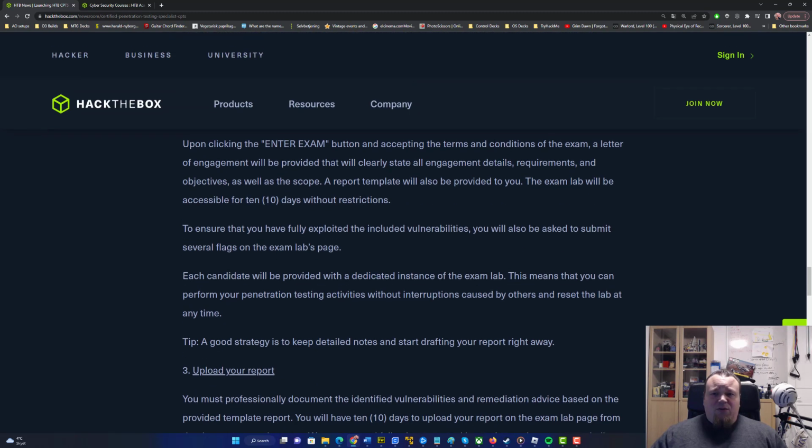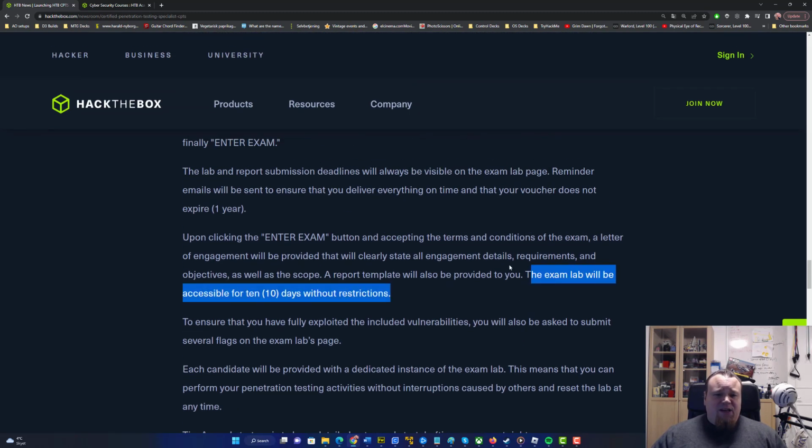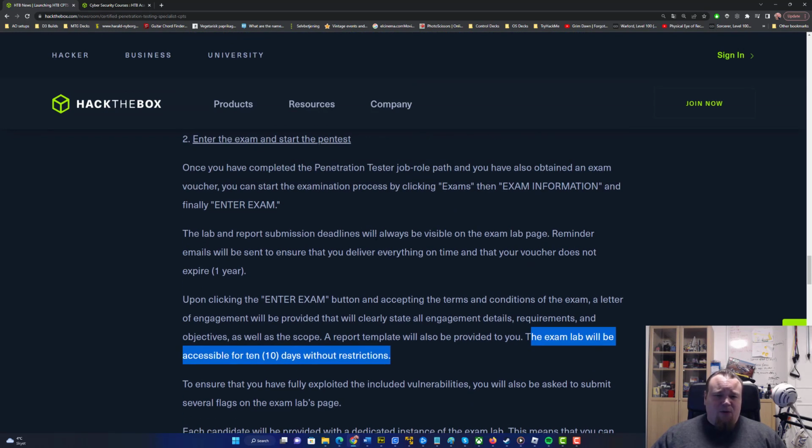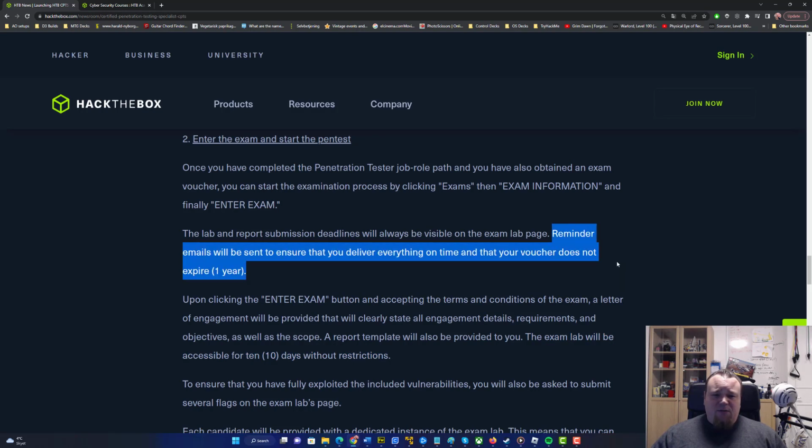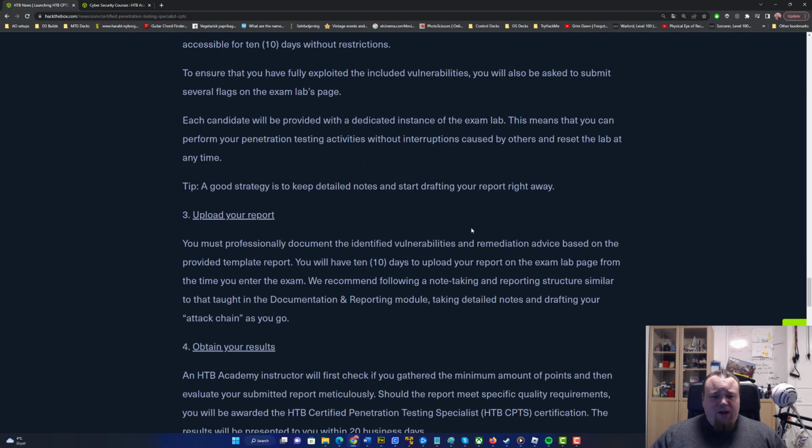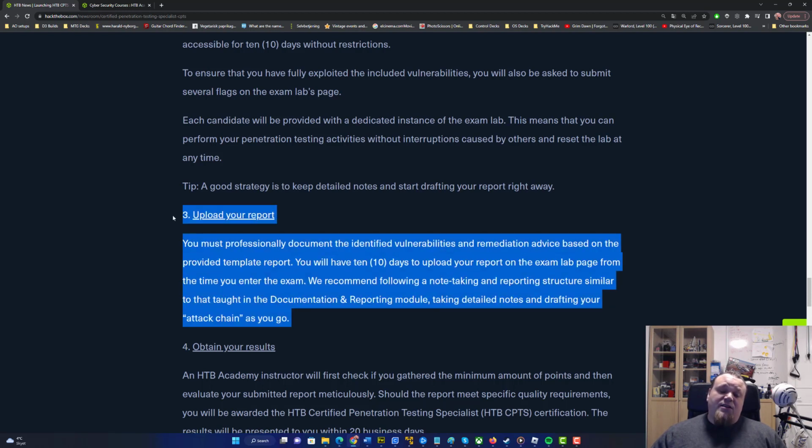Something about you have 10 days of access to the exam lab. Okay, so that's the same way as many of the others. Reminder emails. Okay. So you also need to write a report. You must professionally document and identify vulnerabilities and remediations. So they do actually. This is okay.